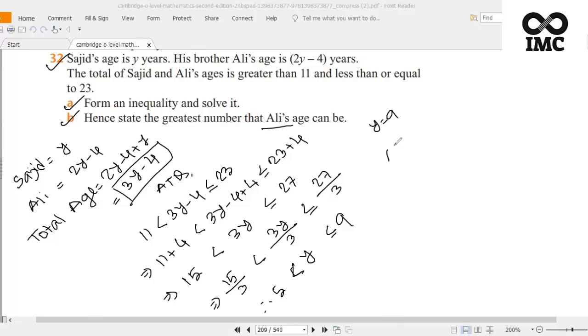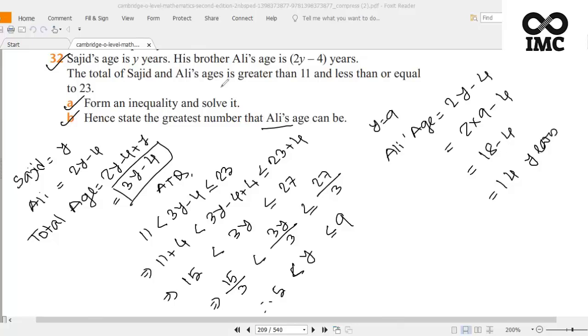So we can write Ali's maximum age will be 2y minus 4, that is 2 into 9 minus 4. So 18 minus 4 will be 14. And that is the solution of this problem.